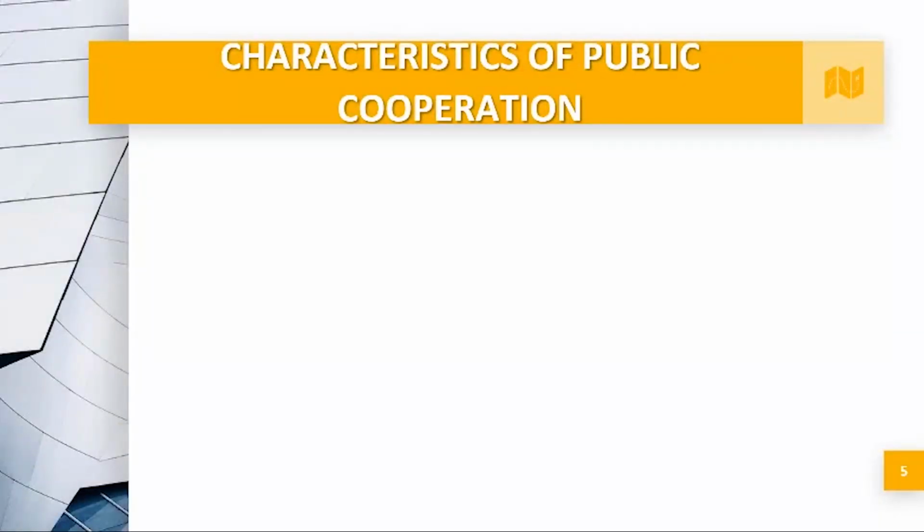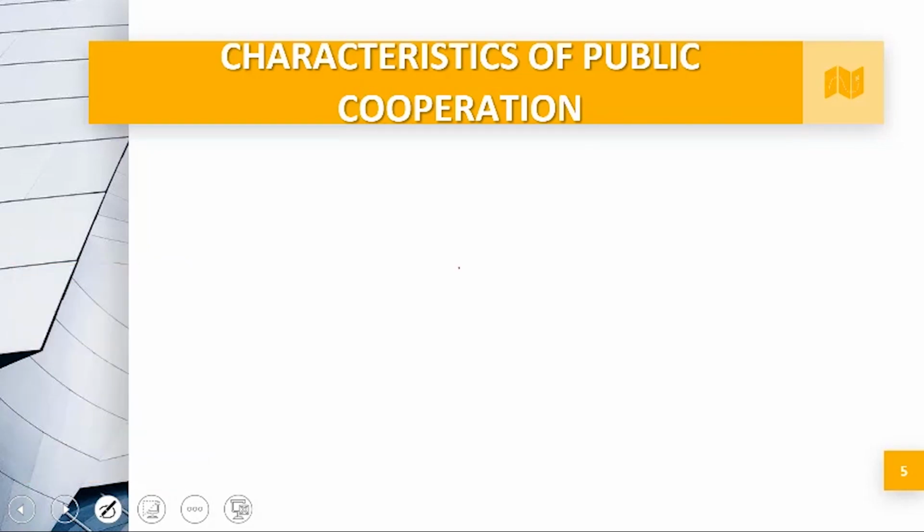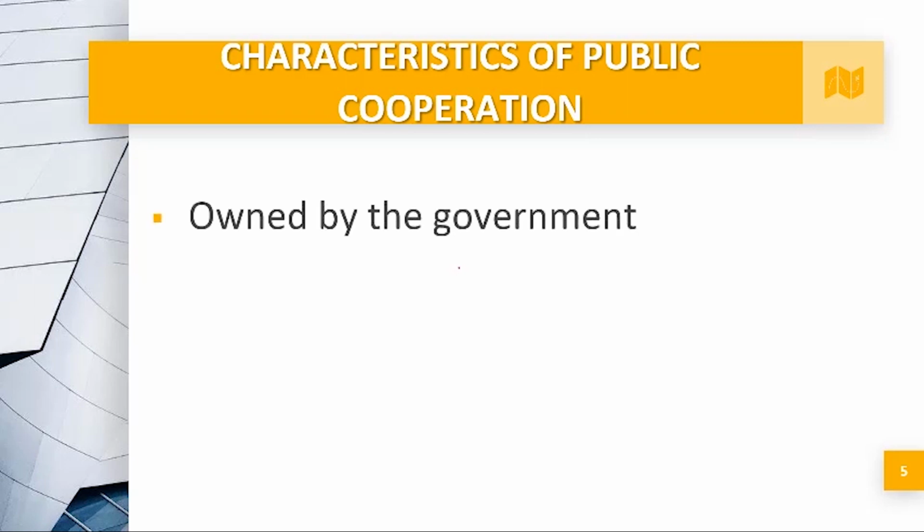Now, in the next subheading, we're going to look at the characteristics, the features of public corporation. Number one, we said ownership by the government. What we are trying to say is, public corporation, irrespective of the name, be it NRC or NNPC, in as much as it has the title of public corporation, you and I need to know that it is owned, controlled, and managed by the government.